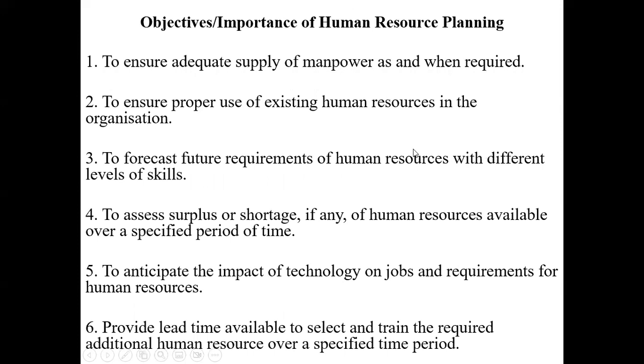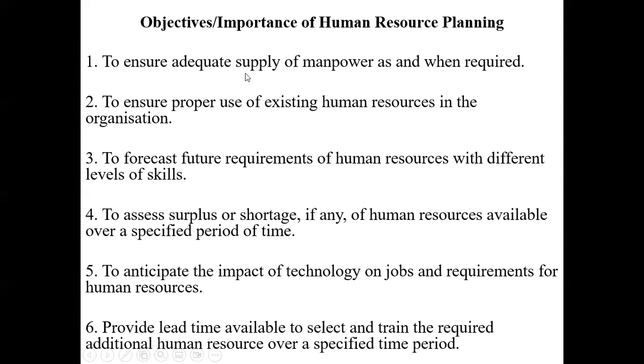So what are the objectives or the relevance of human resource planning? The first one is that it ensures adequate supply of manpower or human resources as and when they are required. Because human resource planning preempts some of the things that are likely to happen in the lifeline of the company, it is able to adequately predict the number of people that will be needed, and when exactly they will be needed. So that is essentially the first one.